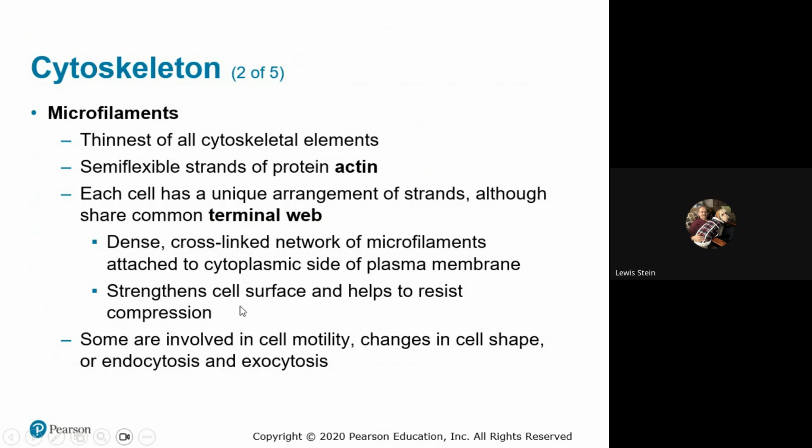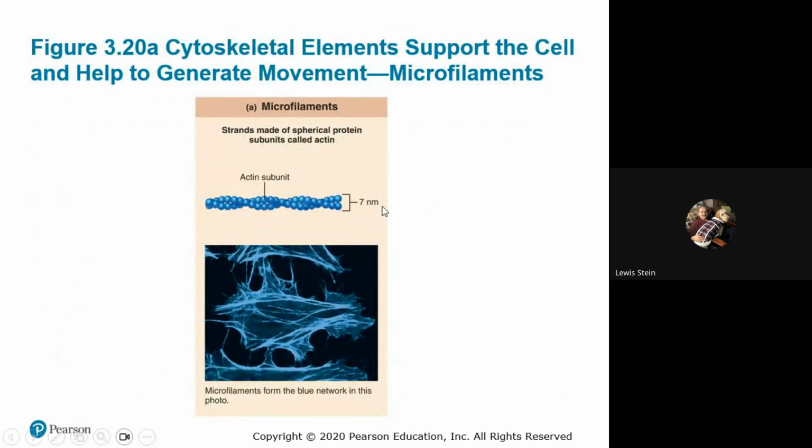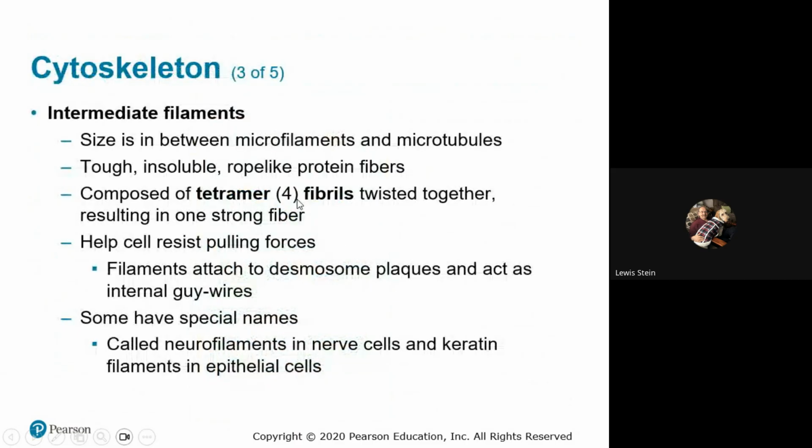It strengthens the cell, resists compression. I'll buy that. Plays a role. This is how it changes shape, pseudopods, all of those things, endocytosis, exocytosis. These are assembled and disassembled. This is the actin. It looks like a double string of pearls, twisted so it looks like 2. When you take out these little individual ones, they dissolve. When you put them together, they're fibers.